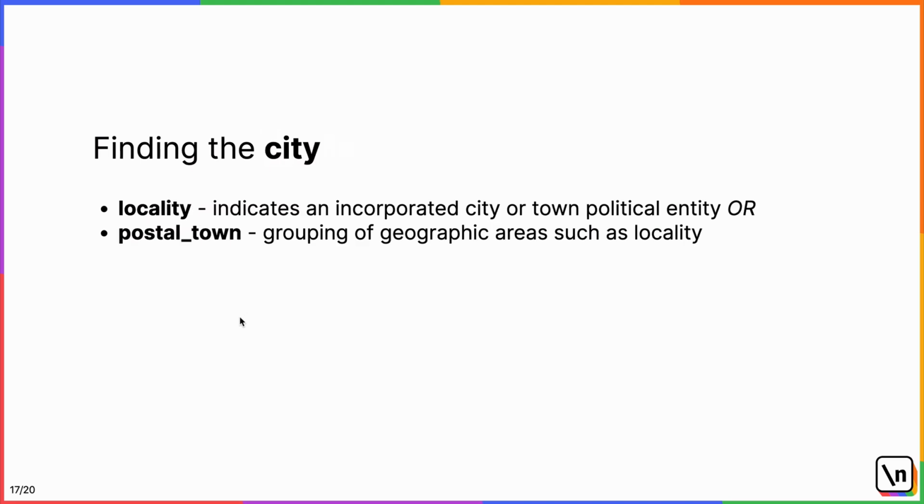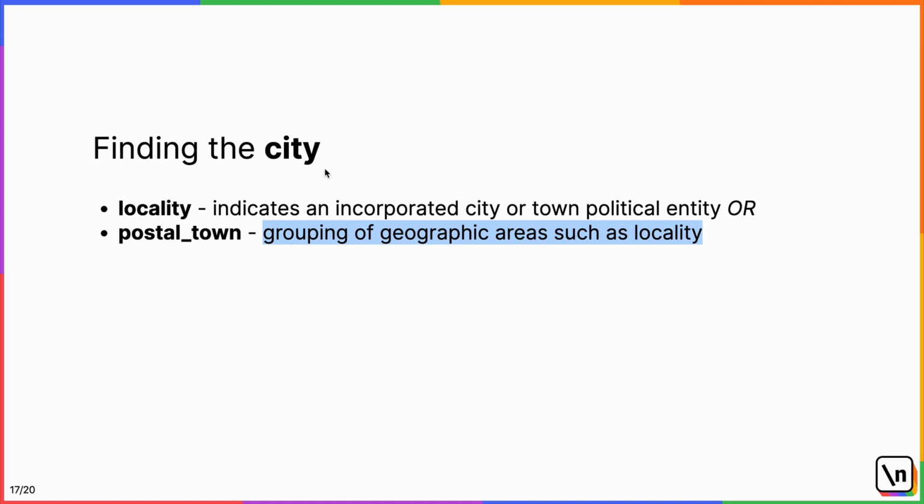Last but not least is the city. This is a little more tricky since we've noticed the geocoder doesn't return an address component for a type labeled city. What it returns is often locality, which indicates an incorporated city or town political entity. However, what we found is occasionally the locality address component isn't provided for results for a few different inputs. But what we recognized is in these cases, a postal town field, which is a grouping of geographic areas such as the locality, is often provided.